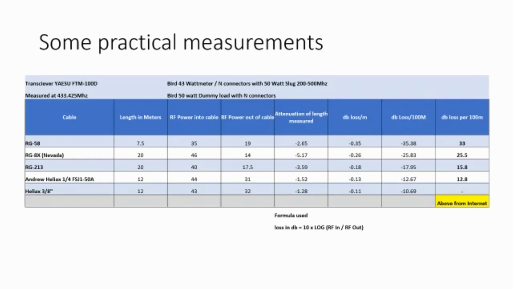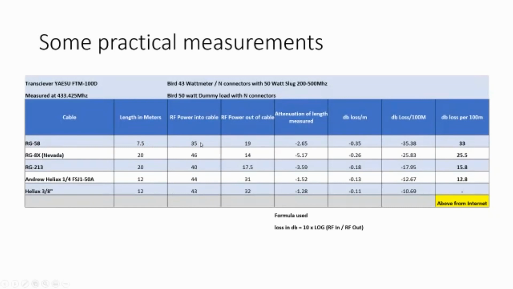Showing the radio, I used the SAFTM 100D, measured at 433-425, 70 cm. I used a Bird 43 watt meter that I have with a 50 watt slug, covering the 200 to 500 megahertz range, and I used a Bird 50 watt dummy load with N connectors. Some of these things have PL259s, so I tried to use decent adapters to convert them to N types where I had to. So the first one you'll see, RG58, 7.5 meters.